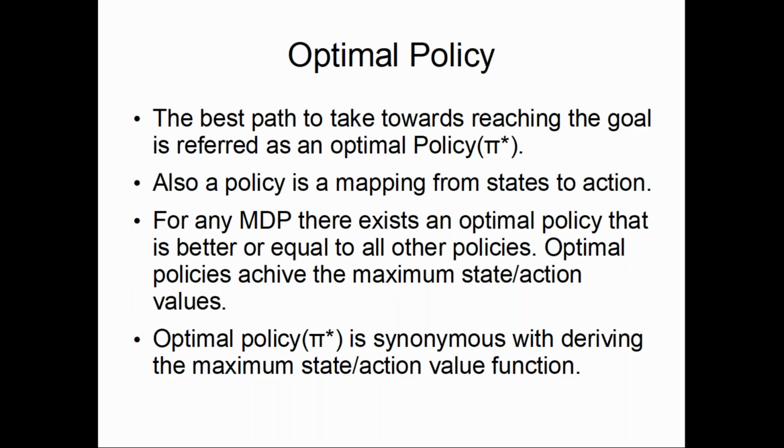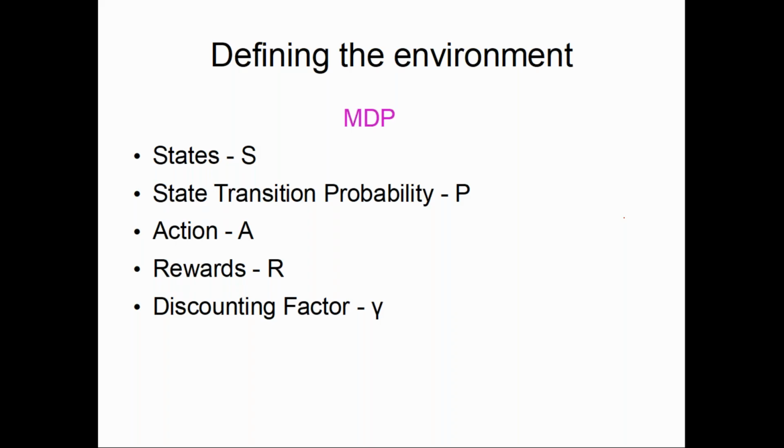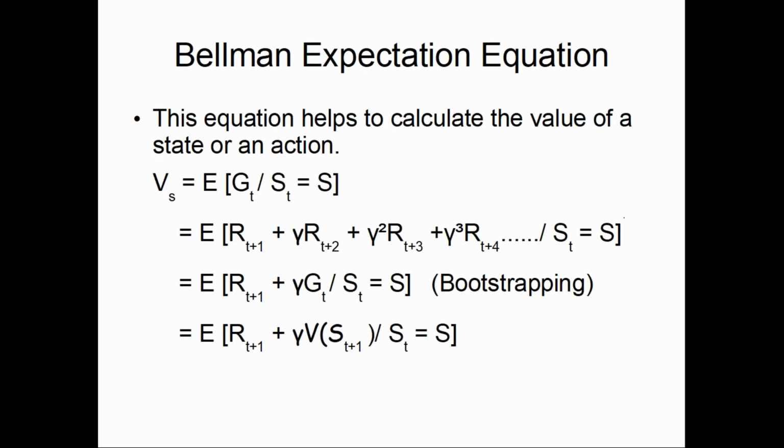First, we talked about optimal policy, the best pathway, where optimal policy refers to the maximum state or action value. Next, we talked about MDP dynamics, which defines the environment of an agent in a particular state. Then we talked about the Bellman expectation equation, the mathematical calculation we require to find the state value or action value. These are the equations.